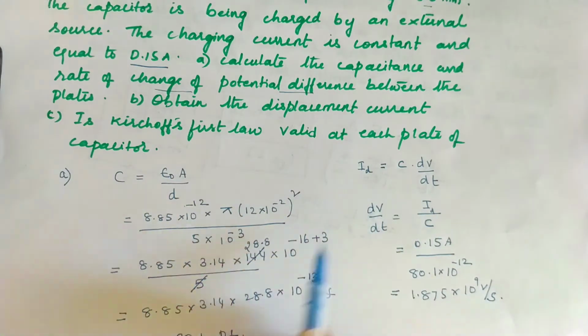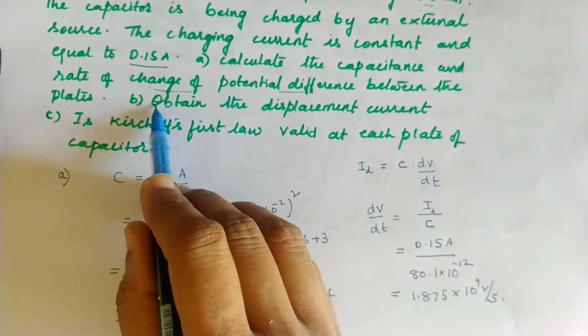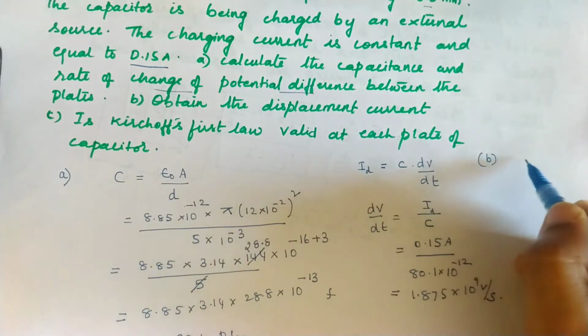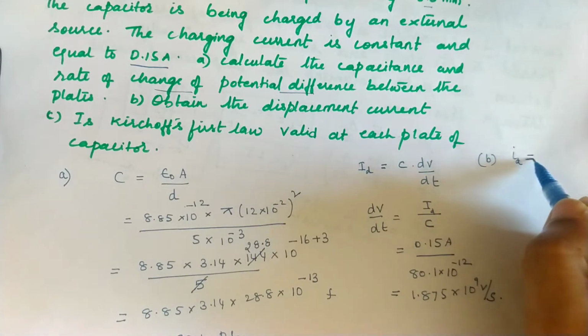So this is all regarding the first bit. Now come to B bit. Obtain the displacement current. Okay, we know displacement current is always equal to conduction current. What should be the magnitude of displacement current?